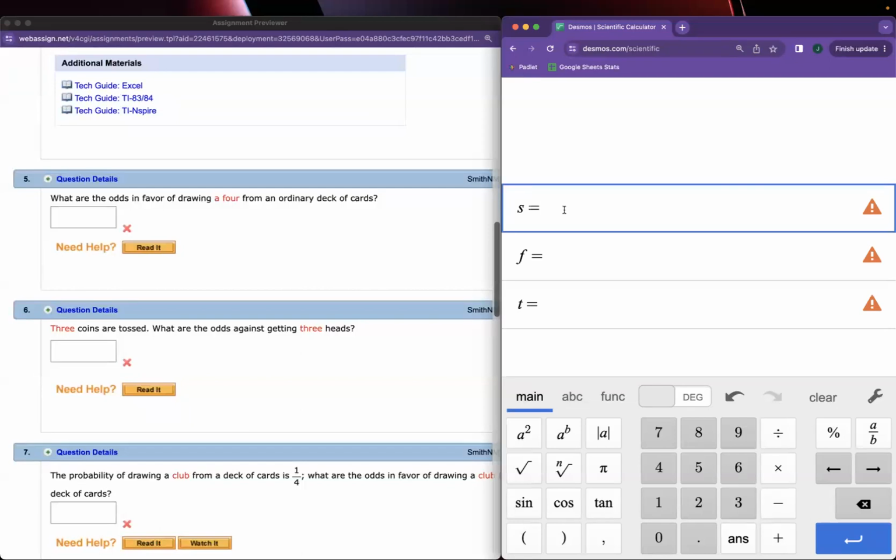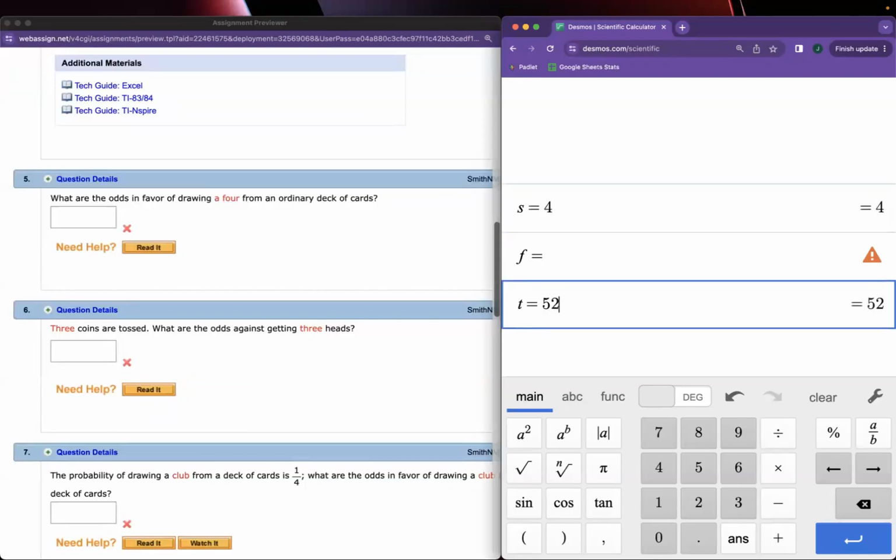So how many ways can you draw a 4? There's 4 of those guys. How many cards in the deck first? There's 52 cards. And how many of those are not 4s then? 52 minus 4 is 48. So what are odds in favor? Remember, odds in favor is always S compared to F. So in this case, that would be 4 compared to 48.